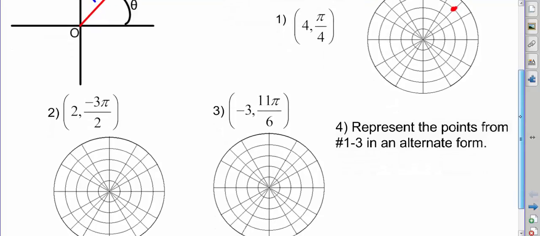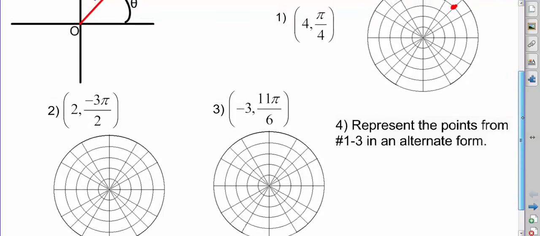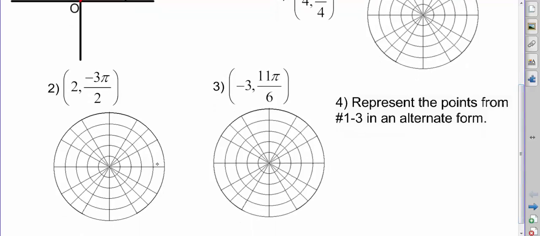Okay, sometimes you could start with the radius and adjust. Some of you may prefer to think of it in terms of, well, where's negative 3 pi over 2? This is 0. This would be negative pi. This would be negative 3 pi over 2, so it's right here. And then you could count your radius from there. So if you're one that prefers to find the angle and then apply the radius, that's fine.